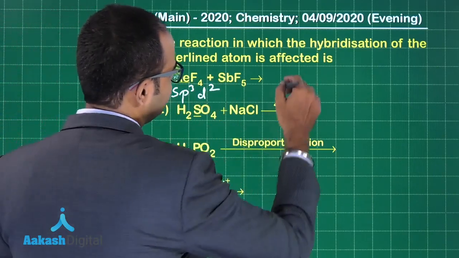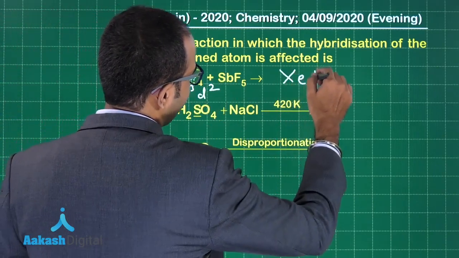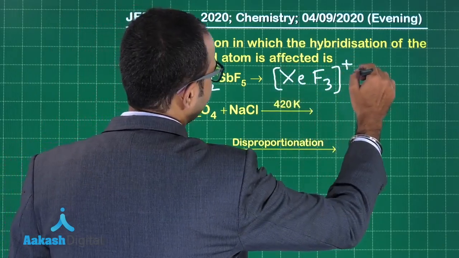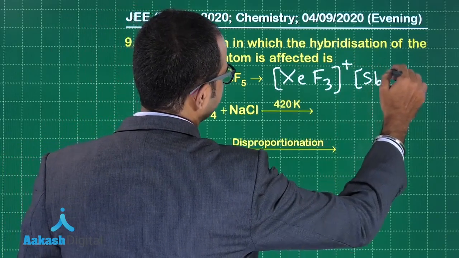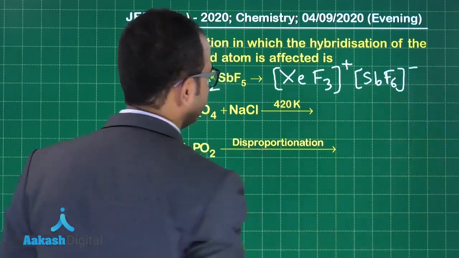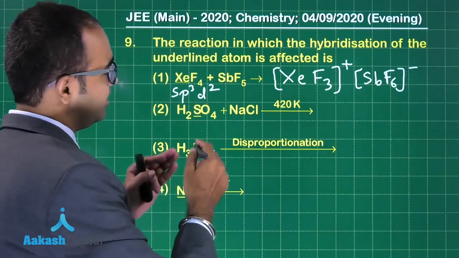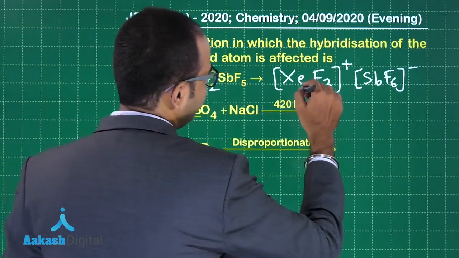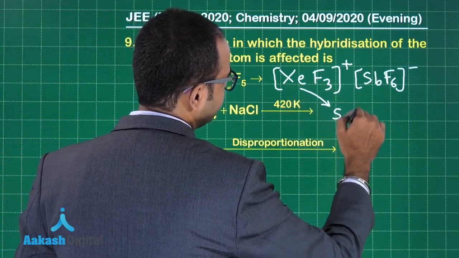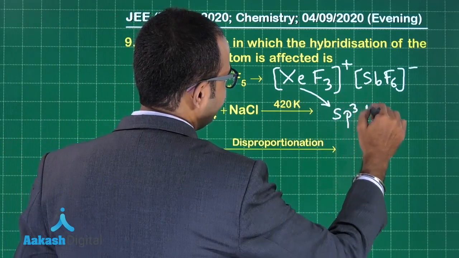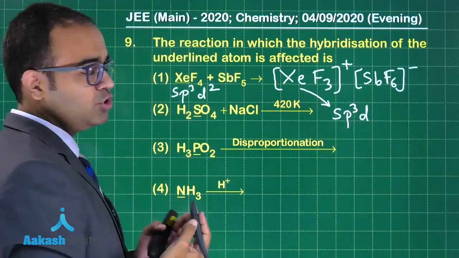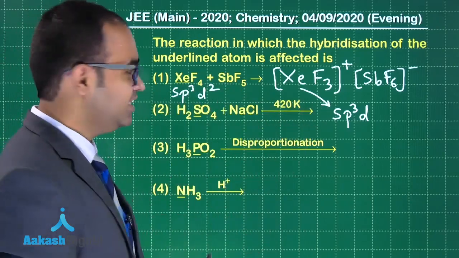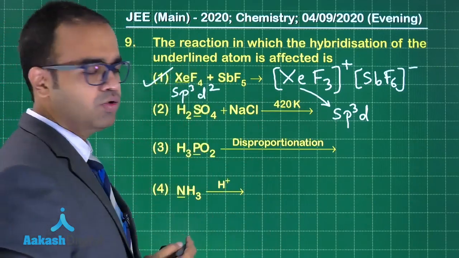Okay. What about the reaction as it takes place? As the reaction takes place, we have XeF3 plus and SbF6 minus. So here I can see that the hybridization of Xe is changing. That is, from sp3d2 it goes to sp3d, right? So I think the first option is your answer, guys, because in the first option itself the hybridization is changing. So answer is option 1.